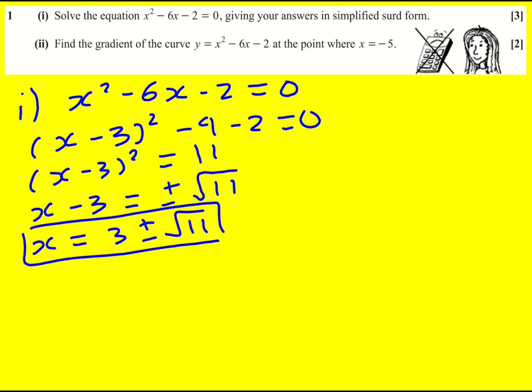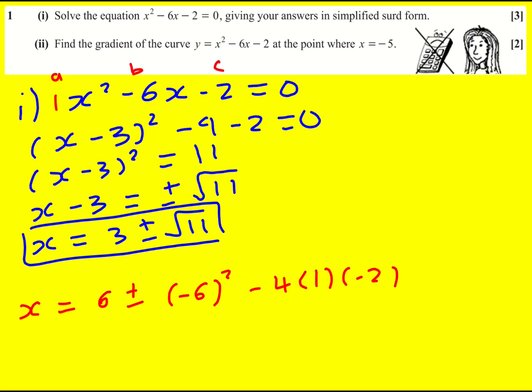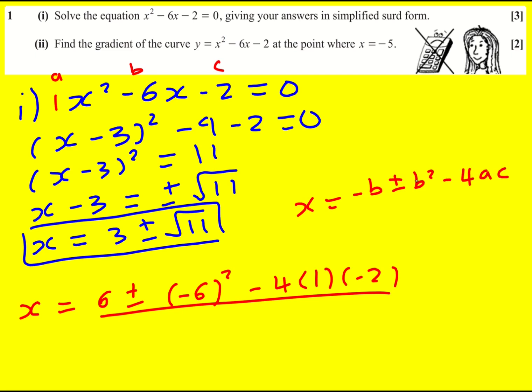Let's just use the quadratic formula as well, in which case we'd get x is equal to minus b, so that's 6, plus or minus the square root of b squared, minus 6 squared, minus 4ac. I'm assuming you know all this, a, b, and c. I've not even written the quadratic formula down. Maybe I should have done that. Okay, just make sure you know it. In this case, divided by 2.